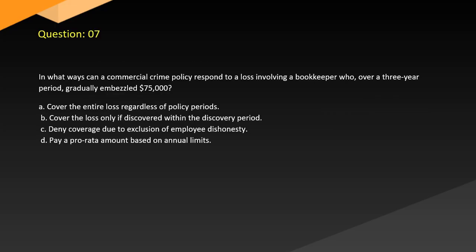Question 7. In what ways can a commercial crime policy respond to a loss involving a bookkeeper who, over a 3-year period, gradually embezzled $75,000? A. Cover the entire loss regardless of policy periods. B. Cover the loss only if discovered within the discovery period. C. Deny coverage due to exclusion of employee dishonesty. D. Pay a pro rata amount based on annual limits.